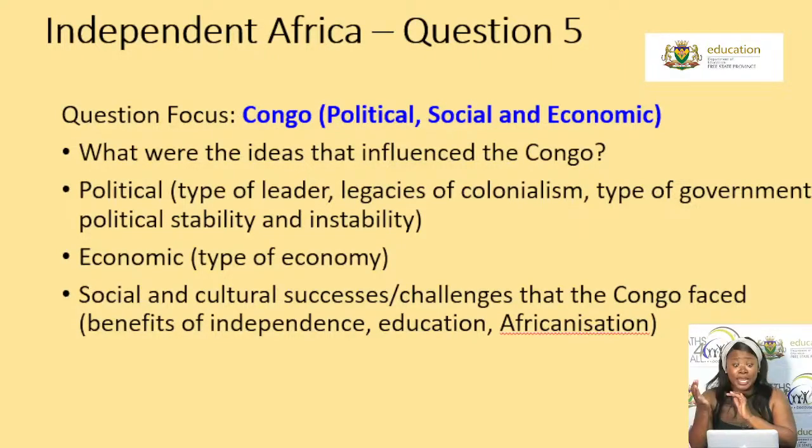Meaning your essay needs to include the type of leader that Mobutu Sese Seko was, the legacy of colonialism, what did he do with that, the type of government that he installed, the political stability or instability that occurred in Congo after he had become or before he had become president. And then the economic or the type of economy that he had introduced after he was put on as president, the social and cultural successes and challenges that Congo faced, what are the benefits of independence on education and Africanization.